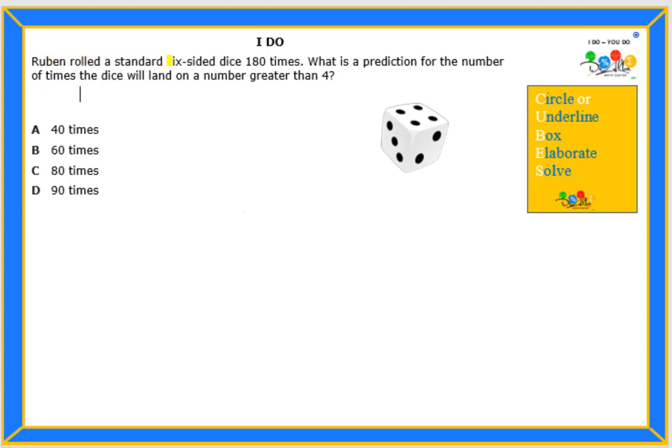Ruben rolled a standard six-sided dice 180 times. What is a prediction for the number of times the dice will land on a number greater than 4? So what we want is the probability of getting a number greater than 4.